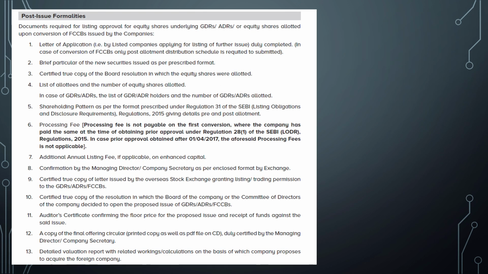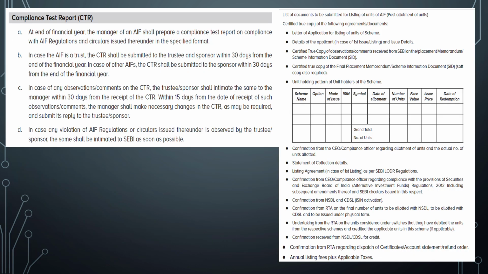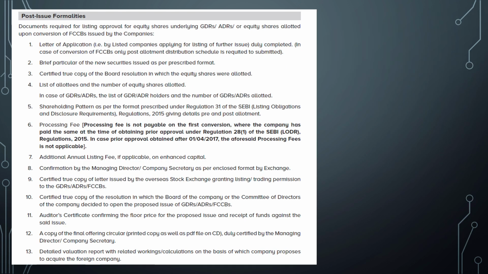So moving on to the last question. What are the various documents to be submitted for listing approval for FCCB or GDRs, ADRs, etc.? Again, the shortcut is CALLS. So certified true copy: there we saw the certified true copy of the final placement memorandum or observations or comments from SEBI. Here it is certified true copy of board resolution. I repeat, certified true copy of board resolution.